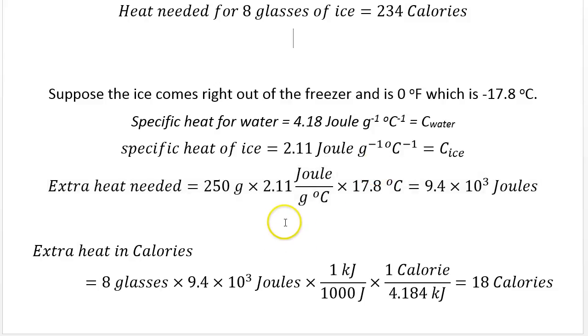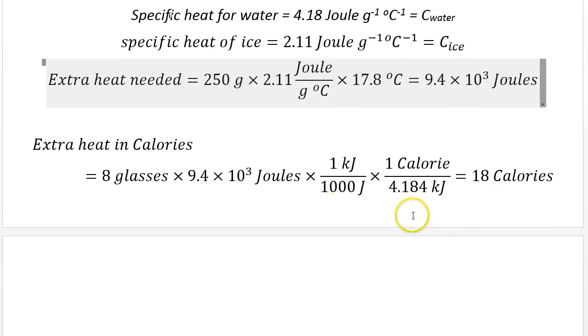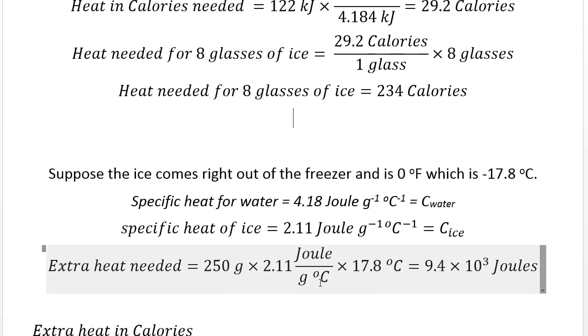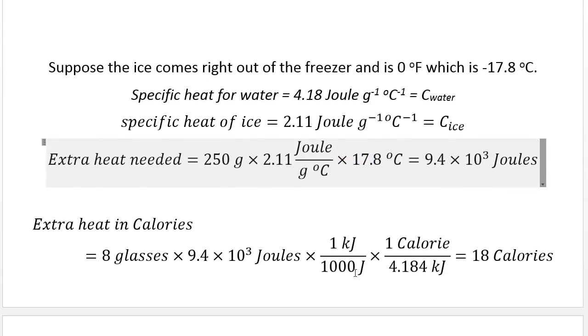Okay, so we're going to have to heat up that ice to its melting point. Let's see what the extra heat needed is. So we have 250 grams, 2.11 joules per gram degree Celsius, and the temperature change is 17.8, and that comes to 9.4 times 10 to the third joules. So the extra heat would be that number of joules, converting the joules to kilojoules and the kilojoules to calories, comes to 18 additional calories. Not that much difference compared to going from solid ice at 0 degrees to water at 37 degrees.